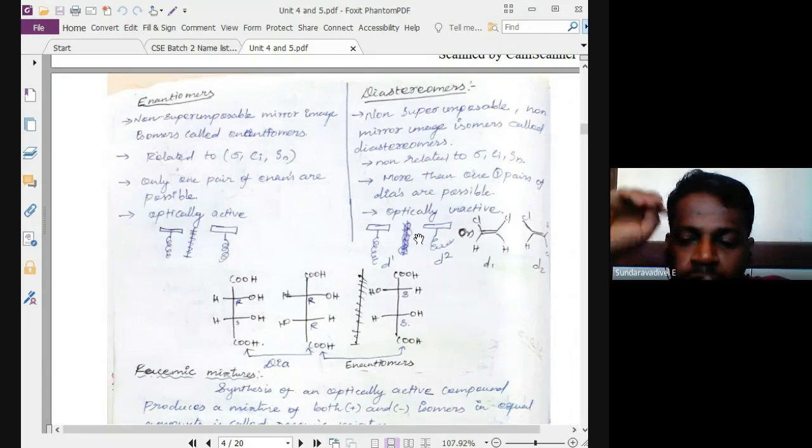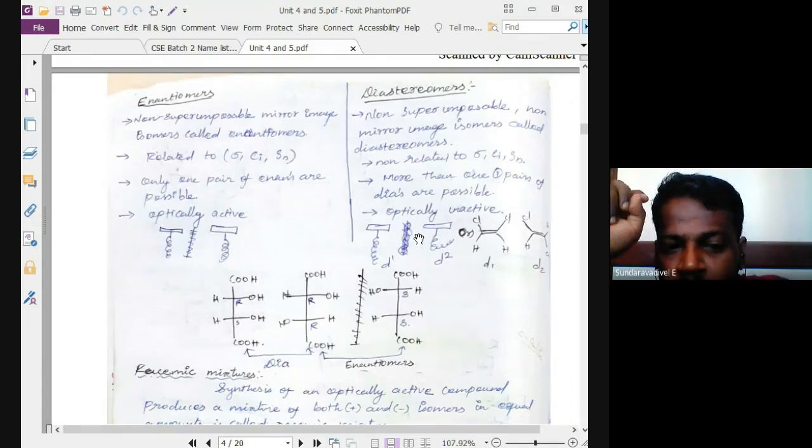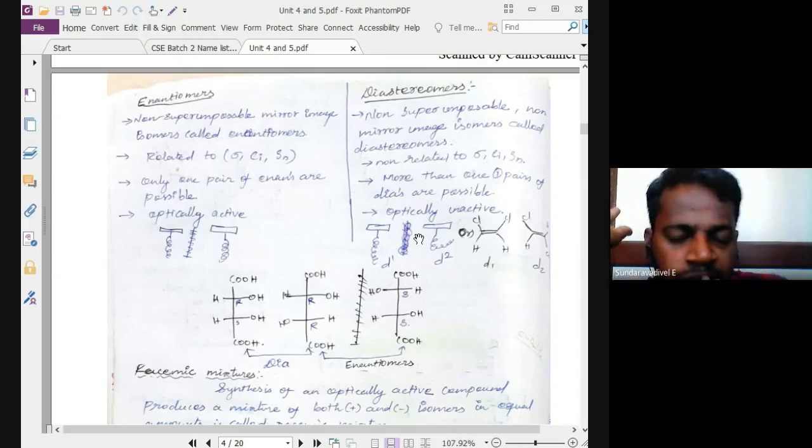Okay, so you can work out yourself. Definitely one question is coming from the RS configuration.